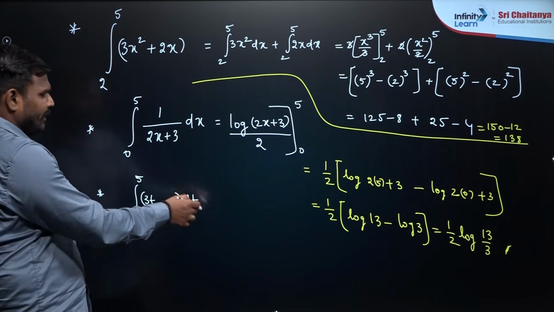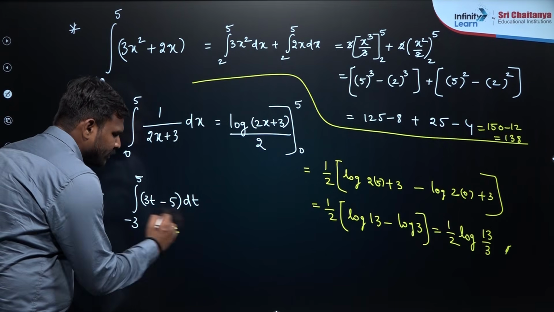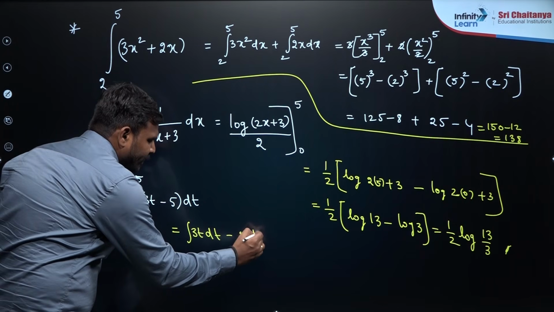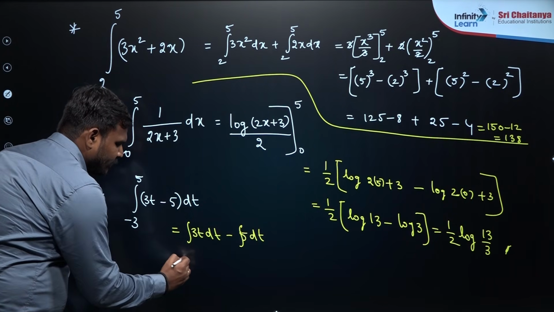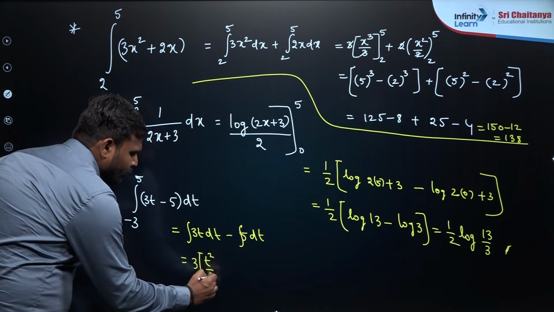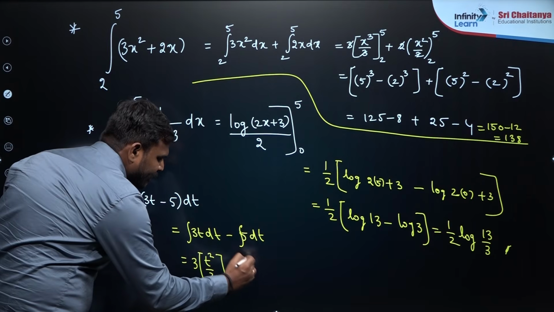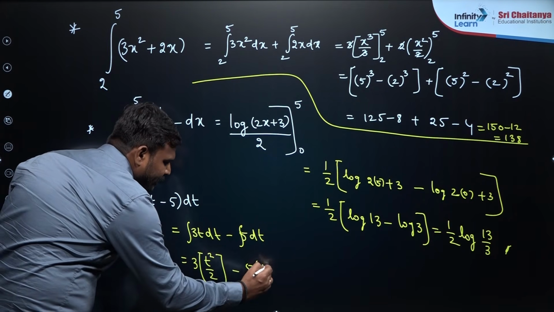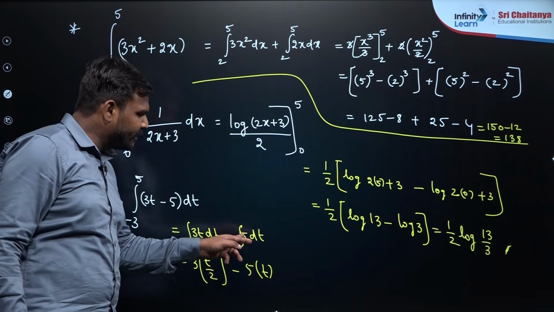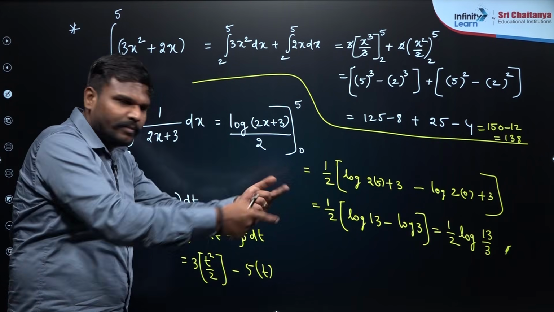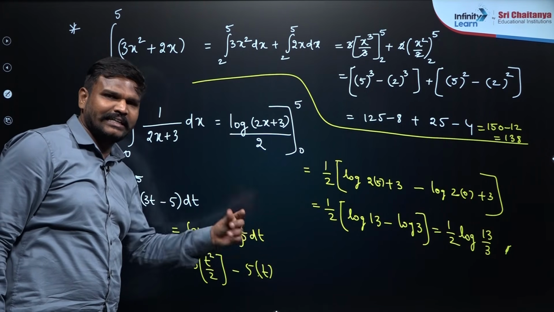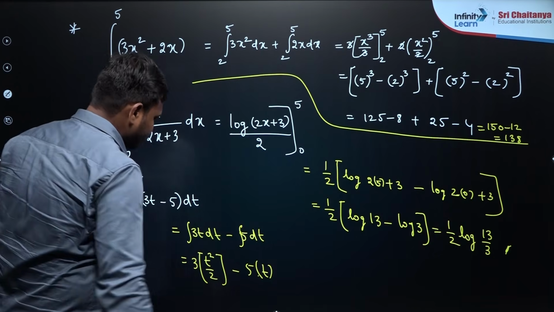Okay. Next, 3t minus 5. Same story, sir. Open the bracket: 3t dt minus 5 dt. So 3 is a constant, keep it outside, t power 1, so t square by 2, minus 5 outside. Integral dt is t. Integral dx is x. Integral dz is z, because the integration of 1 will be the alphabet. Here which alphabet? t. So we have to put t. If the variable of integration is x, integral dx will become x.